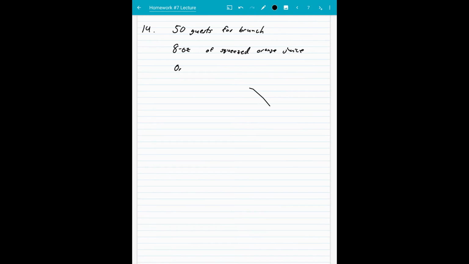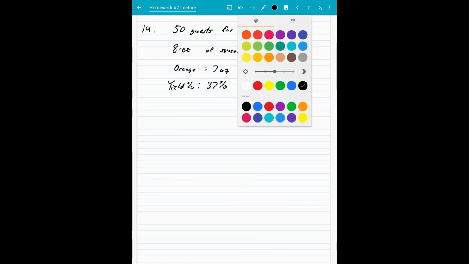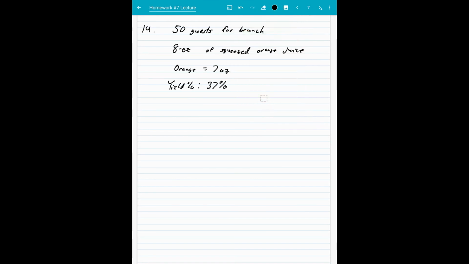Oranges weigh 7 ounces as purchased and have a yield percentage of 37%. That's a pretty low percentage because we are juicing them. So juicing, we're only using the liquid out of them. We're not using any of the fiber or the skin, rind, whatever it is on the outside. So a very small percentage. It's asking how many oranges we need to purchase.